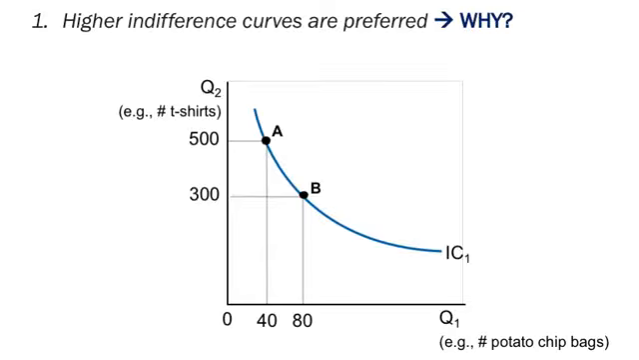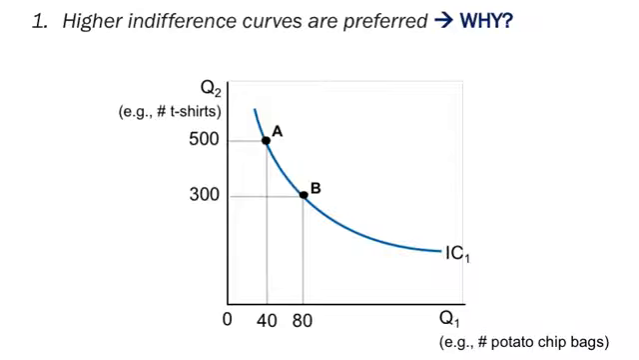If you think about this in terms of t-shirts and bags of potato chips, then combination A would say you get 500 t-shirts and 40 bags of potato chips, and then there's another coordinate on the indifference curve, B, that represents a pile of stuff such that you get 300 t-shirts and 80 bags of potato chips.